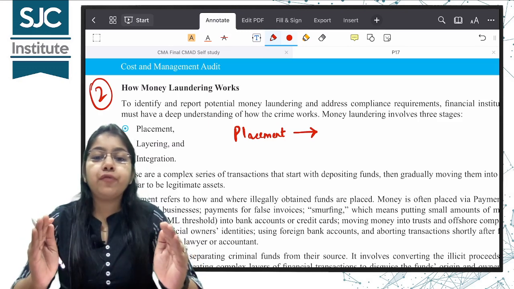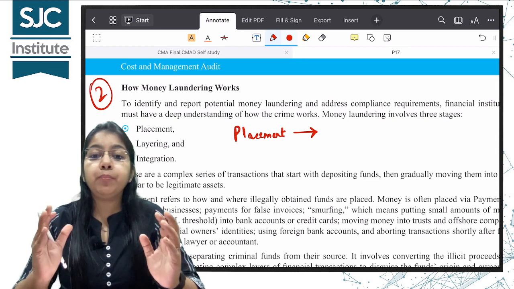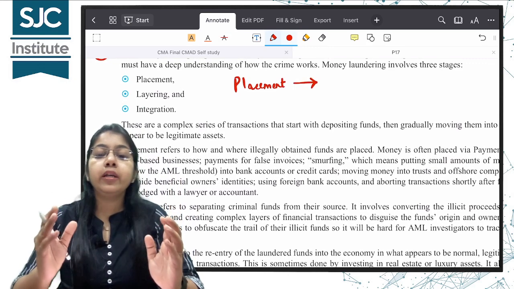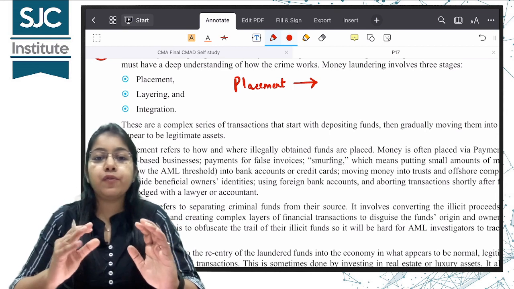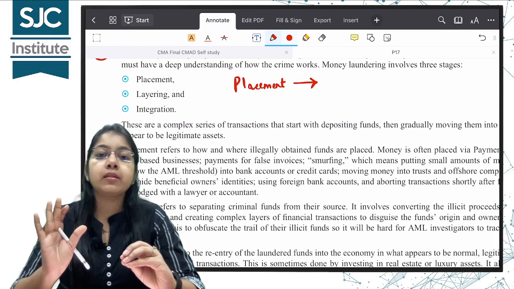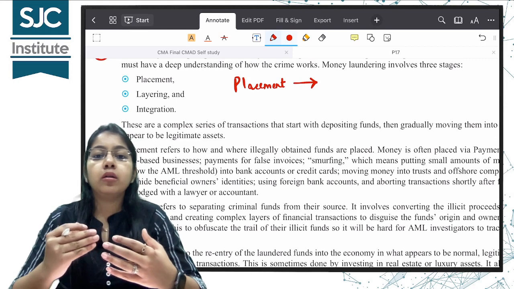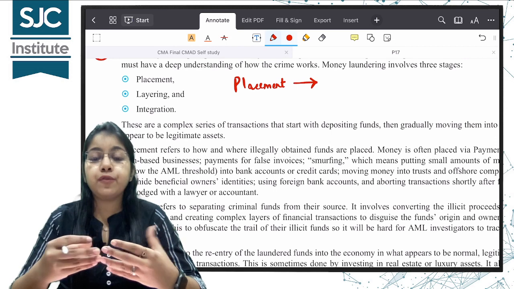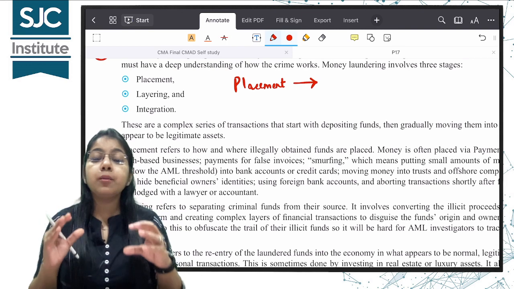Placement means whatever funds, whatever proceeds we have obtained from the crime, where do we place it? Okay, where should these funds be placed? We cannot show that we have obtained it from the crime, right? So where to place these funds? For example, we can use these funds to pay certain false invoices in some company, hide it in shell companies, or pay it to businesses which are more related to cash, which generate cash. Then they can show that this cash was generated, right? So this is the placement.